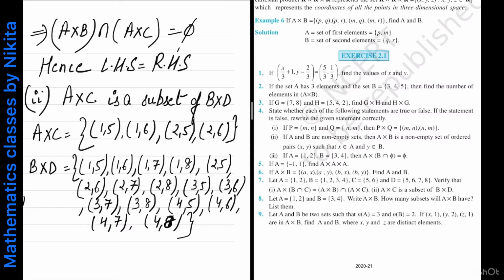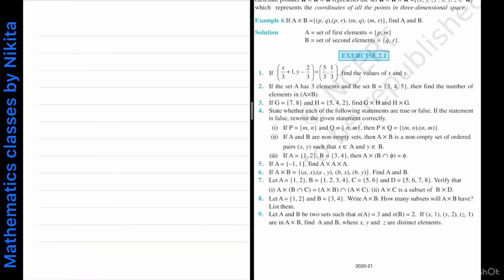Okay, now you can see that A cross C is a subset of B cross D. Why? See, (1,5) is there, (1,6) is there, (2,5) is there and (2,6) is also there. So each element of A cross C belongs to B cross D. So hence A cross C is a subset of B cross D.